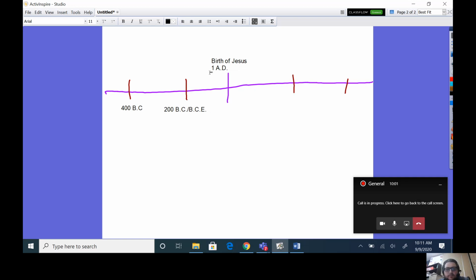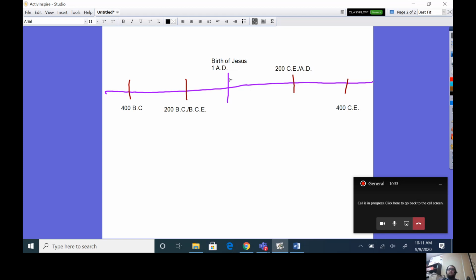And then the birth of Jesus would be 1 AD or CE, however you want to put that. So we'll come over here and we'll do 200 CE/AD. And then this would be your 400 CE or AD.